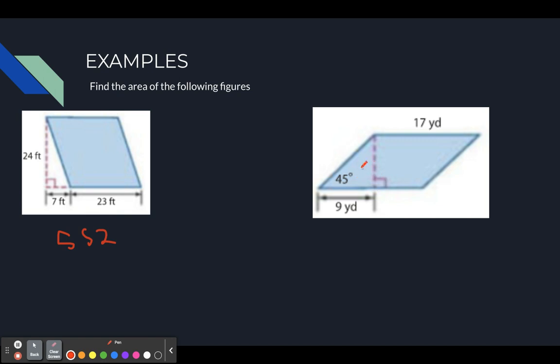Now we need to use this information to find our height. This is our height. It's not given to us. We know that that is our base. Here we see that's a 45, and we know that that's 90 degrees, which means that that's also 45. So this is an isosceles triangle. We don't have to do a ton of math here. If this side is 9, that side is also 9 because these are congruent sides in the 45, 45, 90 triangle. So we do the base times the height, 17 times 9, which gives us 153.